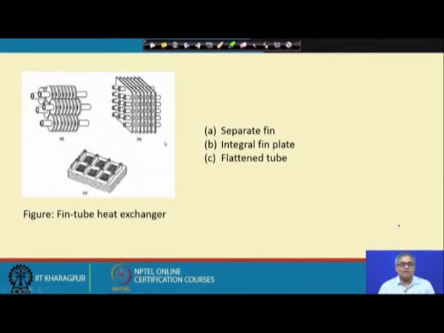By all these things you can understand that we can reduce the size of the heat exchanger, and within a small volume we can have a large amount of heat transfer. That is the whole purpose, and that is what I would like to impress upon you. Let us move to the next.